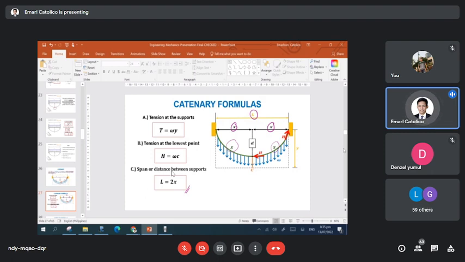Okay, so let's go to the formulas. Tension at the support is equal to omega times y. Tension at the lowest point, which is H, is equal to omega times C. Then the span is equal to 2x. Okay, this should be tension, not H. Yes, that's how it should be.